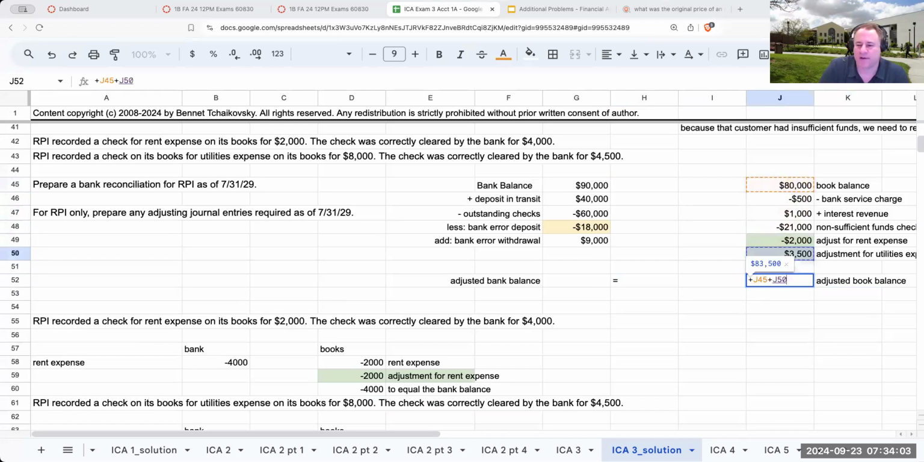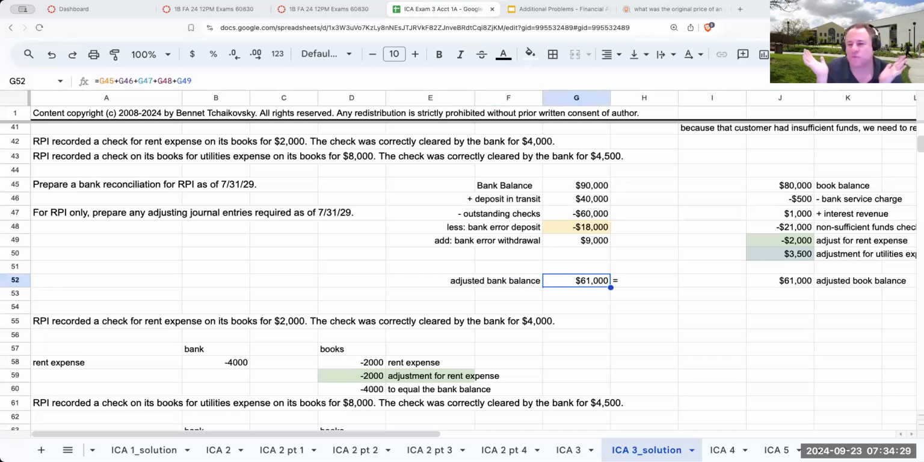Okay. Now, when I go here and look at this, the big drum roll is when I add up my book balance, less the bank service charge, plus the interest revenue, less the non-sufficient fund, less the adjustment for rent expense, and then the adjustment for utilities expense, I get 61,000. This compares to over here: bank balance plus deposit in transit minus outstanding checks minus the bank error deposit, add the bank error withdrawal, and miraculously, somehow, this equals 61,000.